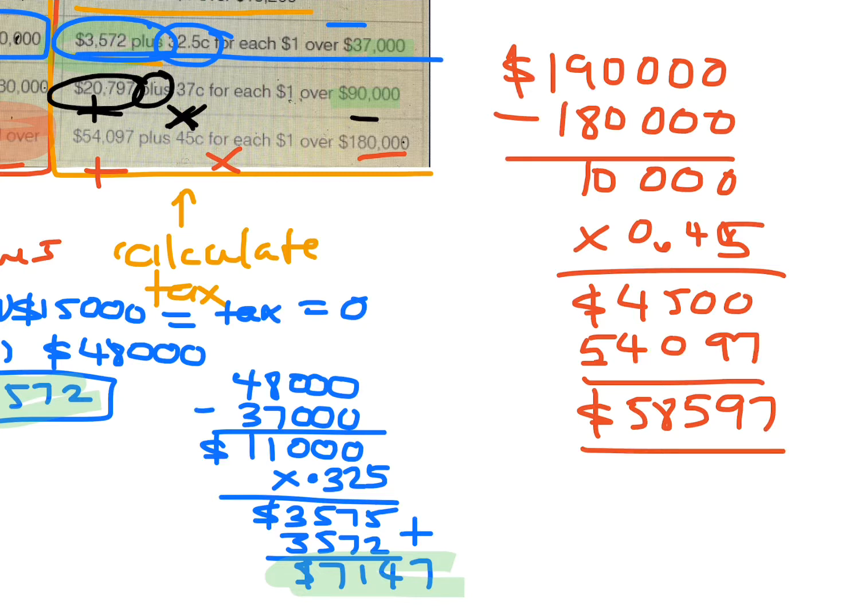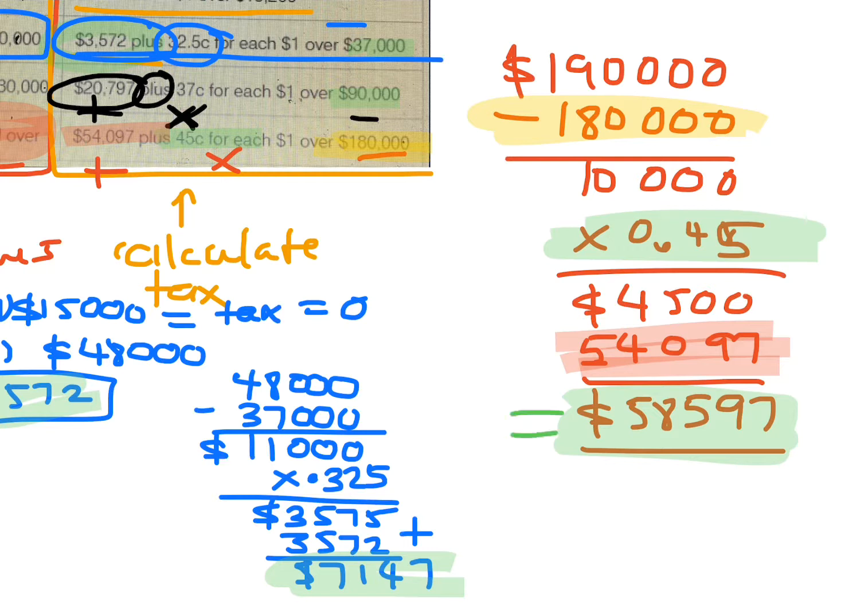Let's just do the highlighter. So that's how much you pay in tax. Just to make this really clear: you minus the 180,000. So we did that. Then you times the 45, or the 0.45. And then finally, you add on the 54,097, and then your total tax would be 58,597.